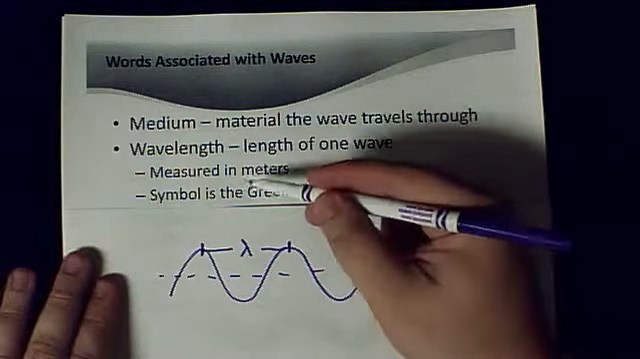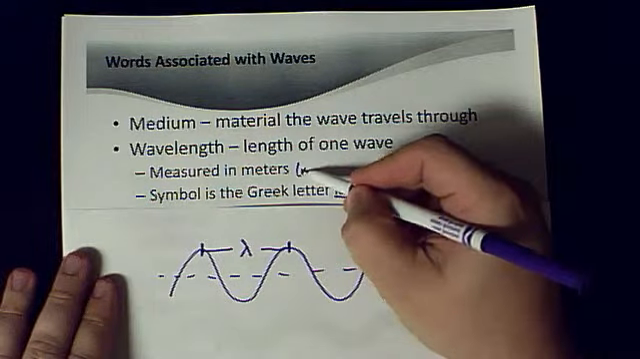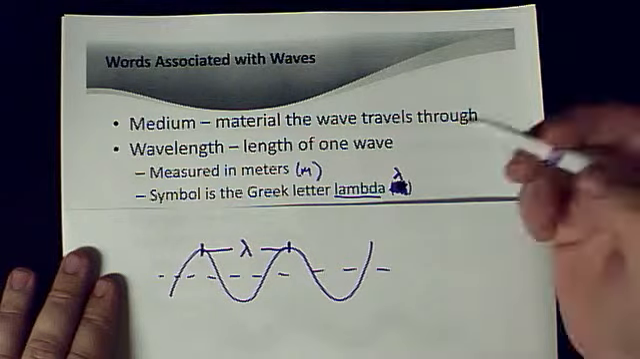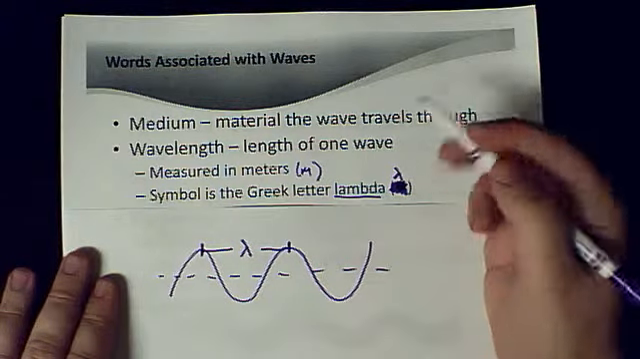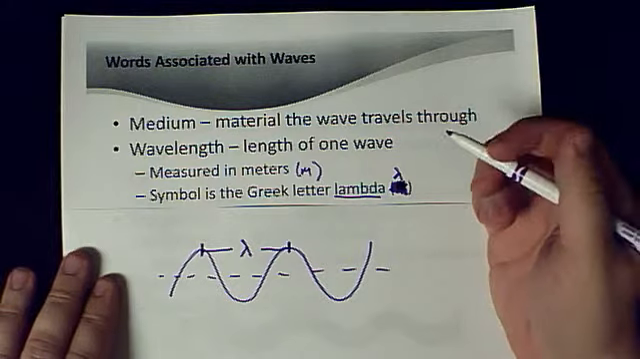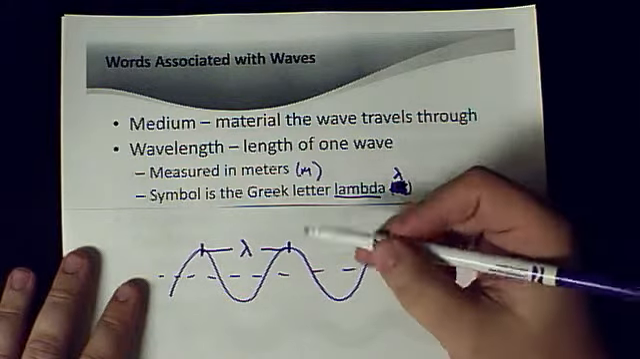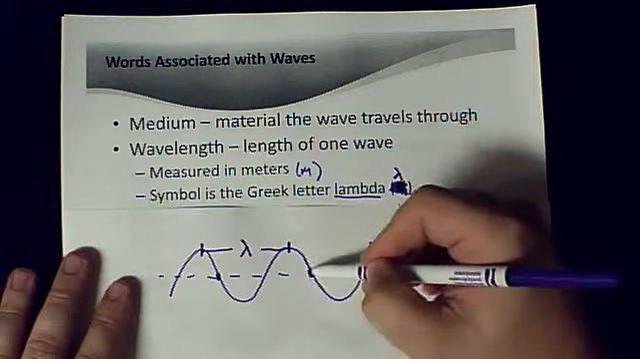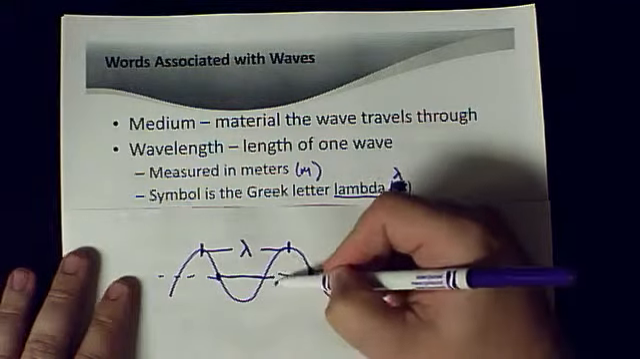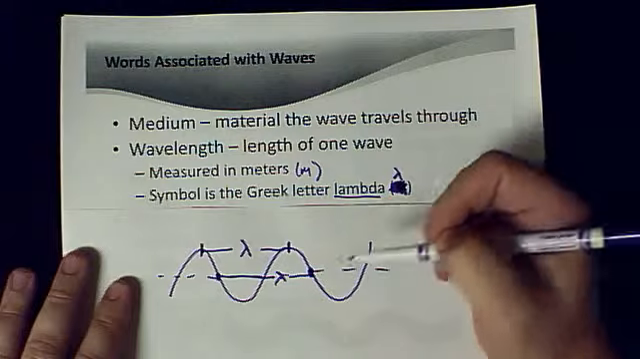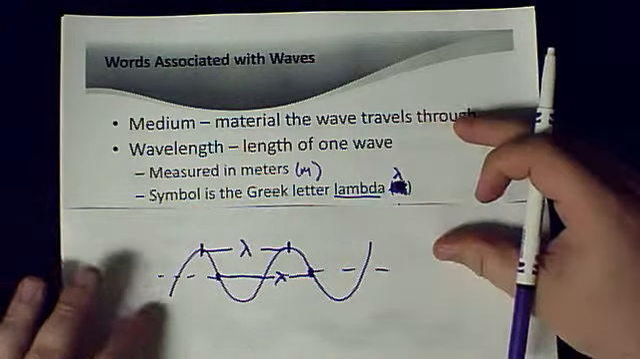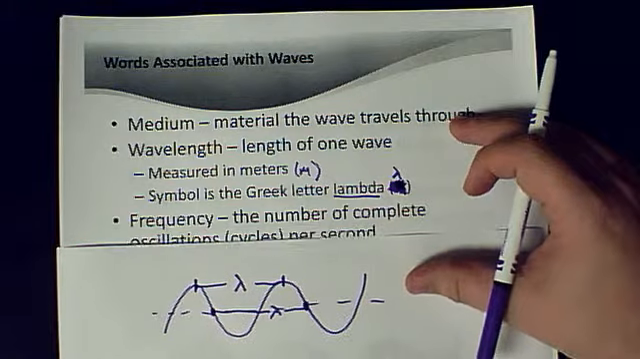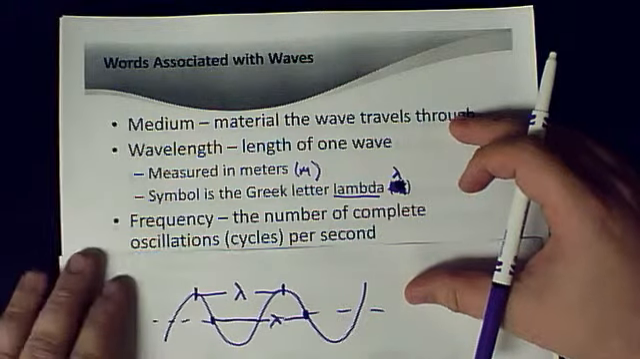So, it's measured in meters, always. In this class, we will always measure wavelength in meters. So if I give it to you in something other than meters, you will need to make a conversion into meters, right? But, again, this to here is also one wavelength, the length of one wave.